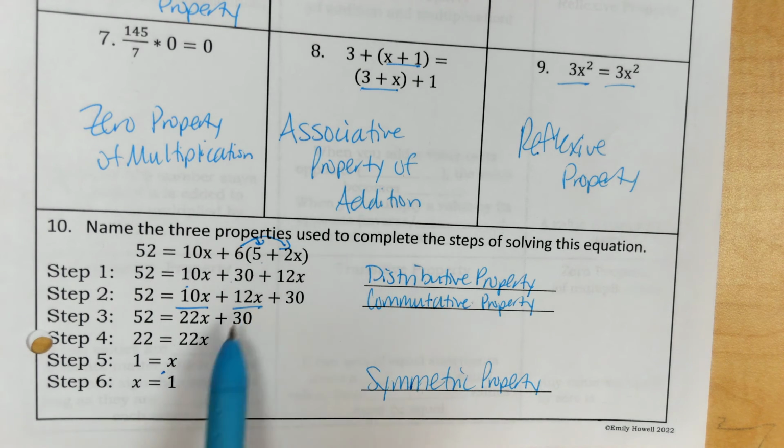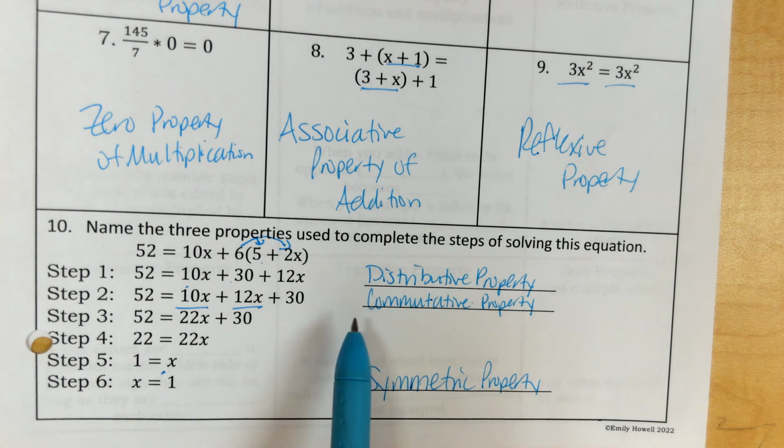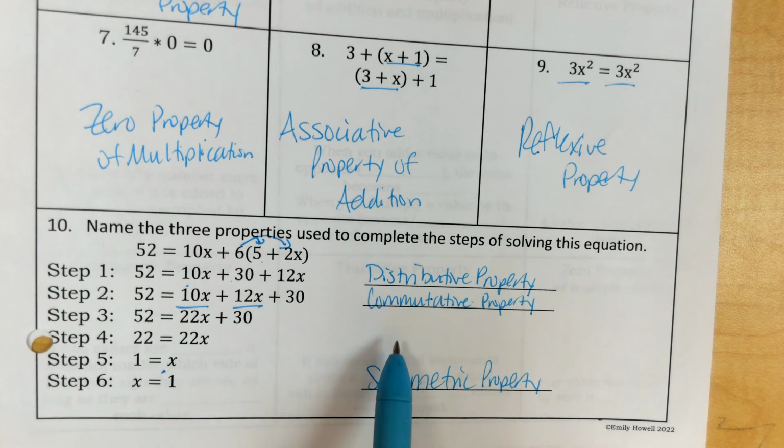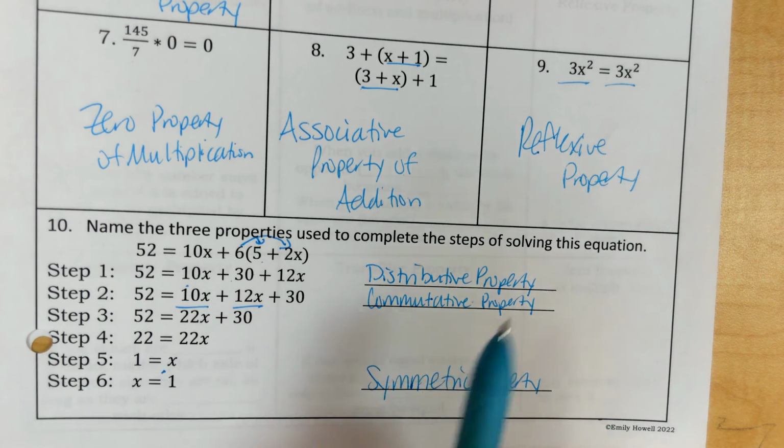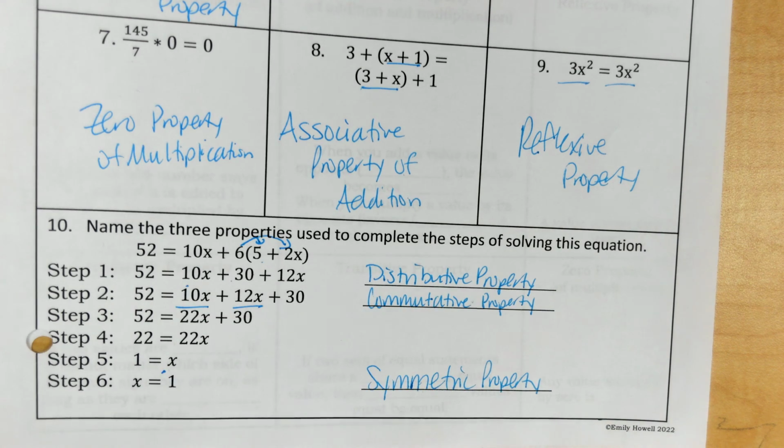So there are other properties that are involved for each of these steps. We haven't learned them yet, that's why I skipped over them. But I did want you to see how, at least using 3 of these, what that looks like in an equation. And we'll talk more about these other properties that we used here in just a few days. But here's distributive, commutative, and symmetric used in the example of an actual equation and solving it.